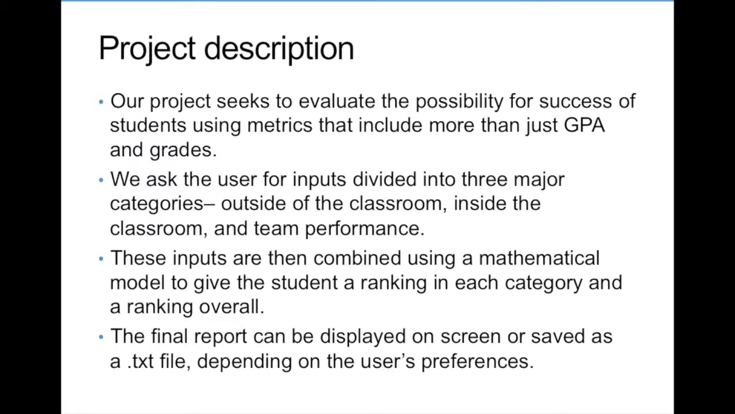So we asked the user for inputs divided into three different categories. We first look at how they're doing outside the classroom, then how they're doing inside the classroom, and finally their team performance. We then use our mathematical model to rate the students on how well they're doing in each of these categories, and the students are given a grade for each category, and that's also combined into a final grade for their overall performance. Then that is turned into an estimated grade for the students.